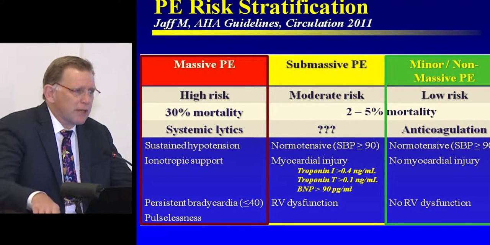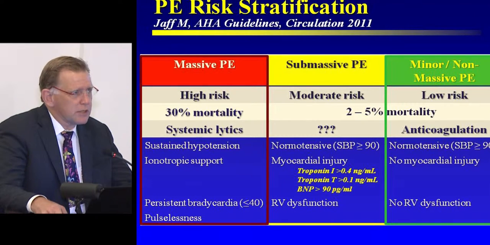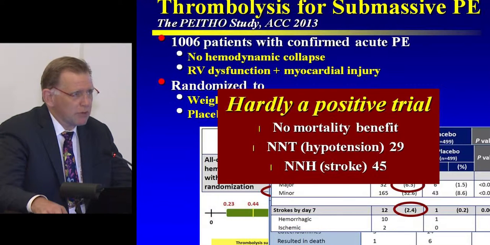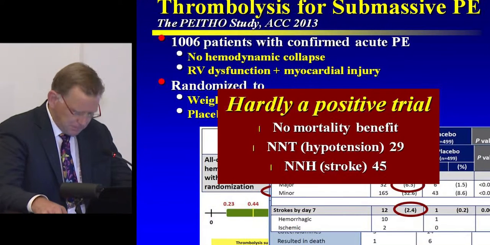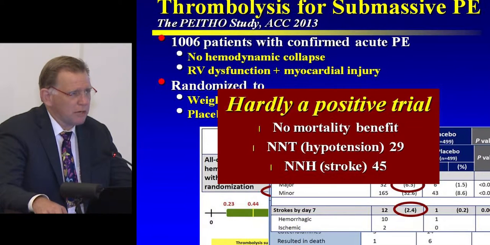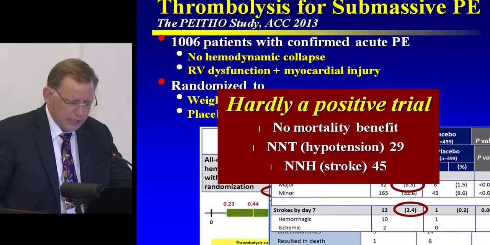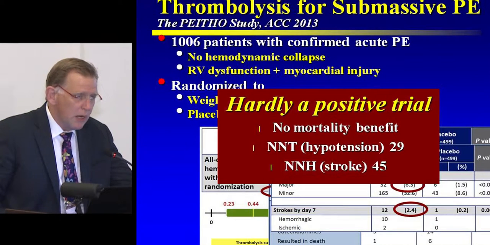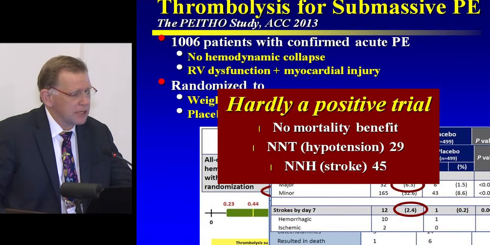But the submassive category remains controversial, and this is defined as those patients who are normotensive on presentation but who have evidence of either myocardial injury or right ventricular dysfunction, either on CT, pulmonary angiography, or on echocardiography. And it has been proposed that there may be a role for the routine use of catheter-directed lysis in these patients. Well, what data is there to support this?